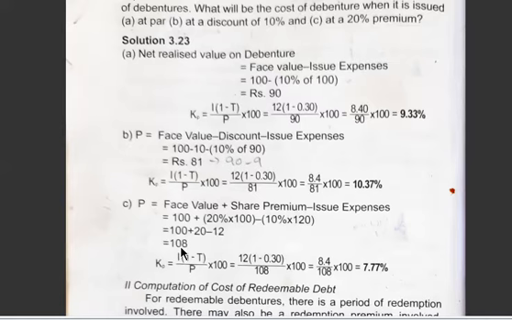Okay, 108. 100 plus 20 is a premium, minus 12. How will you get 12 on issue price? 100 plus 20, 120. 120 into 10%, it is 12. So 100 plus 20 minus 12, you will get 108. Okay. Now use the formula. 12 into 1 minus 0.30 divided by 108 into 100. So 8.5 divided by 108 into 100, you will get 7.77%.